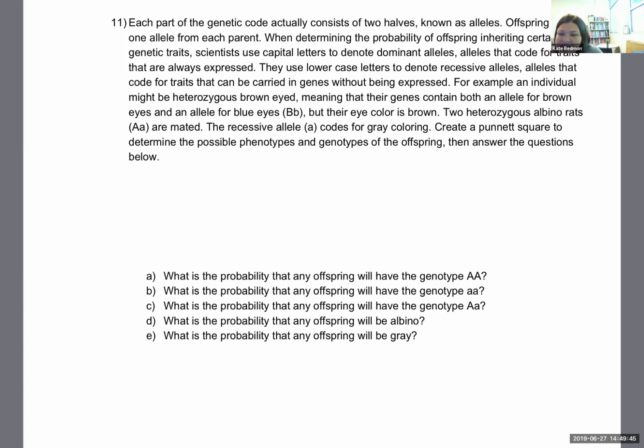Two heterozygous albino rats, big A, little a, are mated. The recessive allele codes for gray coloring. Create a Punnett square to determine the possible phenotypes and genotypes of the offspring. Then answer the questions below.